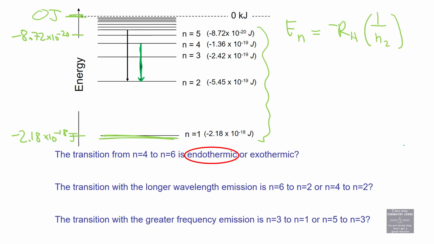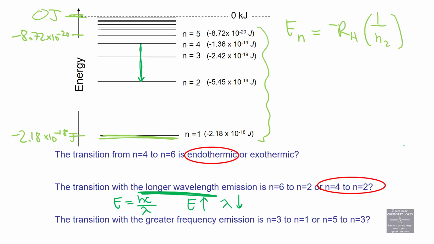Well, it's asking about wavelengths, and this is an energy plot. Energy is equal to hc over lambda, so as energy gets bigger, wavelength gets smaller. Energy bigger, wavelength smaller. Or as wavelength gets bigger, energy gets smaller. They are inversely proportional. So for longer wavelengths, I'm looking for the smallest energy. Smallest energy, 4 to 2. Yep. All right.